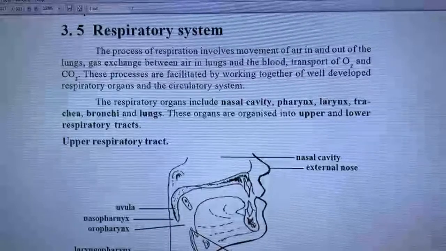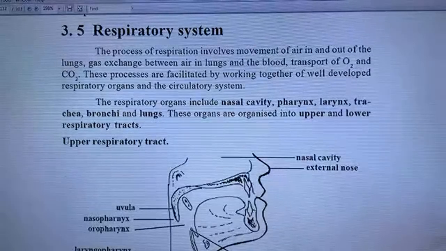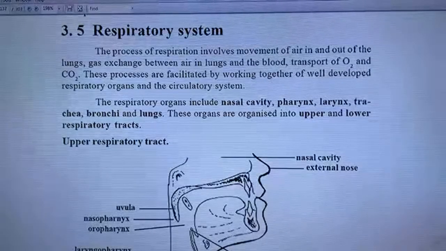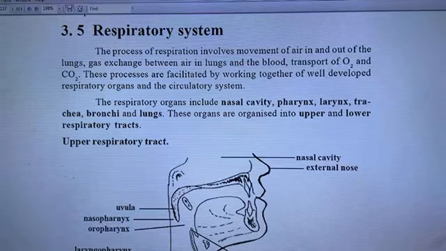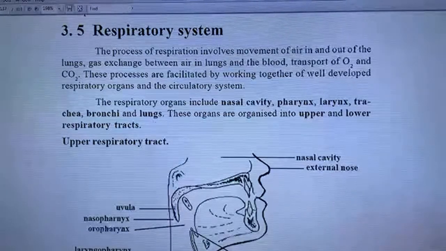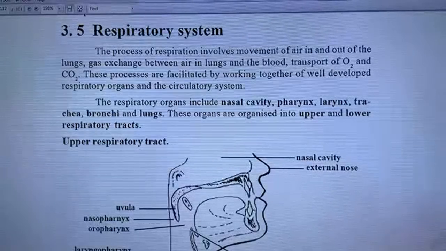System, the process of respiration involves movement of air in and out of the lungs, gas exchange between air and lungs and the blood, transport of oxygen and carbon dioxide. These processes are facilitated by working together of well-developed respiratory organs and the circulatory system. The respiratory organs include nasal cavity, pharynx, larynx, trachea, bronchi, and lungs. These organs are organized into upper and lower respiratory tracts.